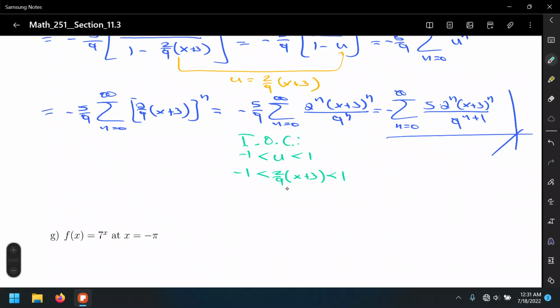So let's multiply both sides by 9 halves. That's going to be negative 9 halves less than x plus 3, less than 9 halves. And then add 3 to the 3 sides of the inequality. So that's 3 times 2 is 6 minus 9, that's negative 3 halves, x, and 3 times 2 is 6 plus 9, 15 halves, which in interval notation is negative 3 halves, comma 15 halves.